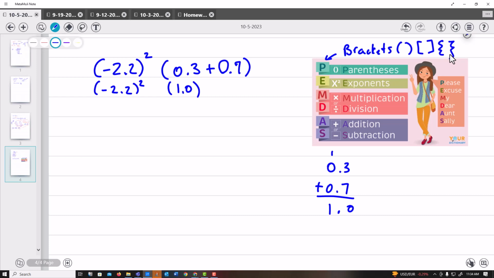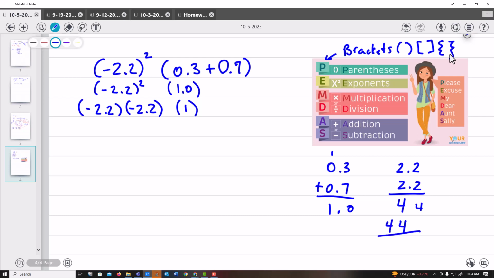And then this is going to be a negative times a negative, and then times that 1. So I have a negative times a negative is going to be a positive, so I'm not even going to worry about putting the negative signs here. So 2 times 2 is 4, 2 times that 2 is 4, 2 times that 2 is 4, 2 times that 2 is 4. So I get 4, 8, 4. And remember the rule of decimal places, 1, 2, 1, 2 places. And that would be my final answer.